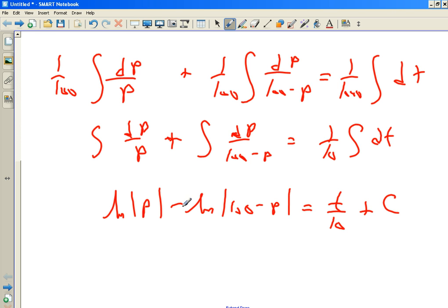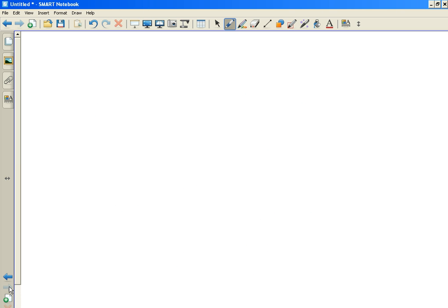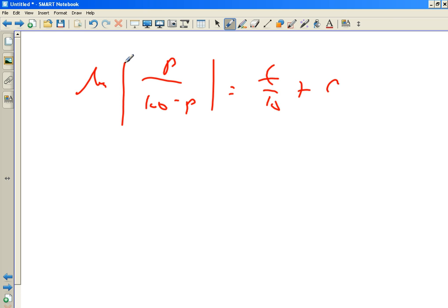Combine the logs. How? What's the difference of two logs? The log of the quotient. So, you know what? I'm going to move to somewhere else. I'm going to run out of space on this when I print this out as a PDF. So it's going to be ln of p over 100 minus p. Let's go over here. ln of absolute p over 100 minus p equals 1/10 of t plus a constant.